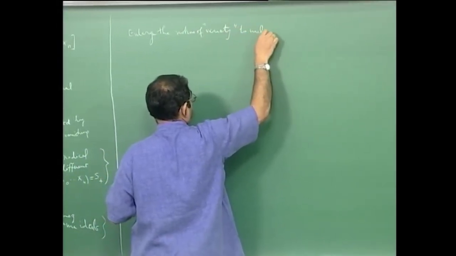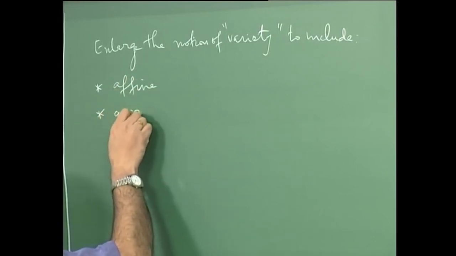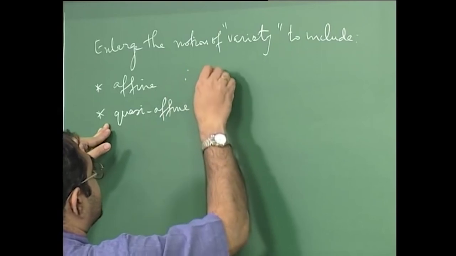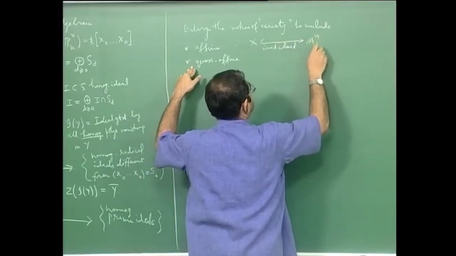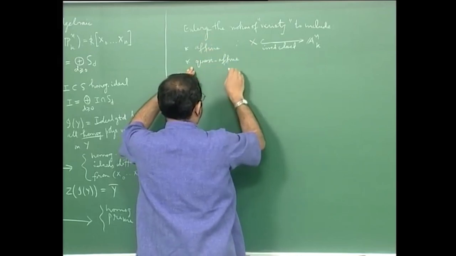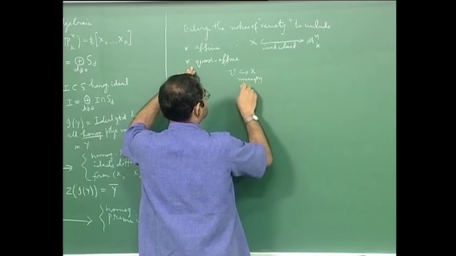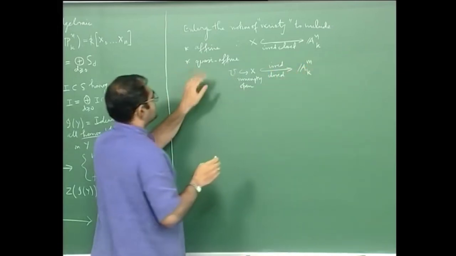To include, so far our varieties were either affine or quasi-affine. So affine meant that you're looking at an irreducible closed subset of some affine space, and quasi-affine meant you're looking at a non-empty open subset of an irreducible closed subset of affine space. So this is X irreducible closed in some affine space, and quasi-affine meant an open subset of such an X. So you can think of it as U sitting inside X. This is a non-empty open subset of X, which is an irreducible closed subset of some affine space. Okay, so this is what is meant by a quasi-affine variety.